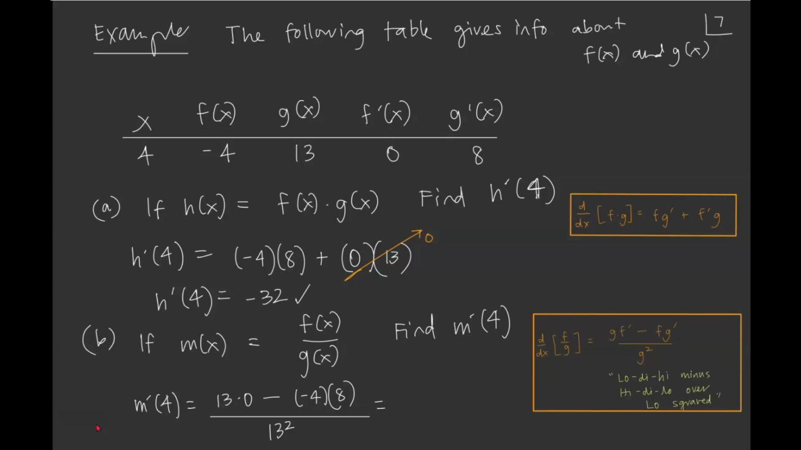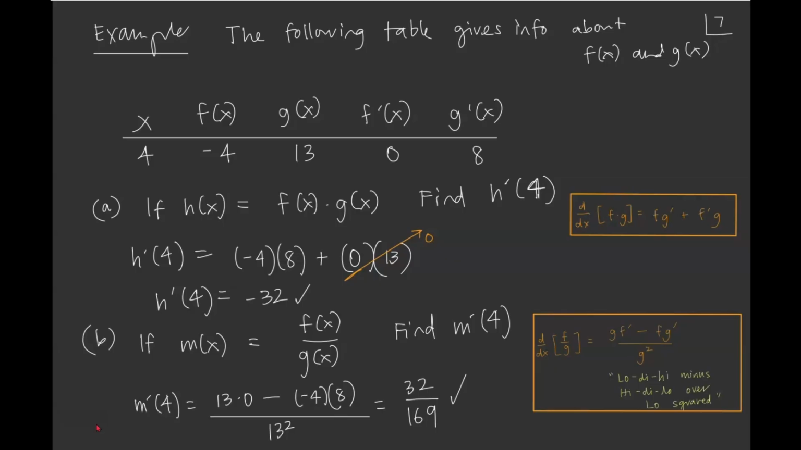Let's double check all that. So g of 4 is 13, f prime of 4 is 0, f of 4 is negative 4, and g prime of 4 is 8. So this top looks good. Low d high minus high d low, all over low squared, so just regular g of 4 squared, and that's 13 squared. So on the top, the 13 times 0 becomes 0, and then we have a plus 32, because we have a double negative, over 169.